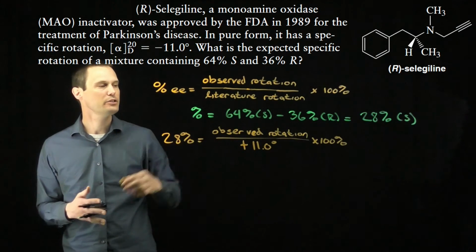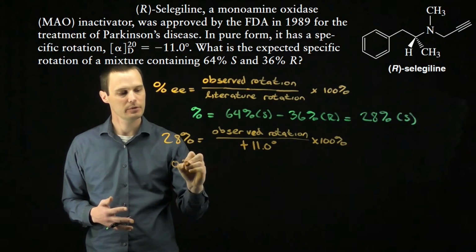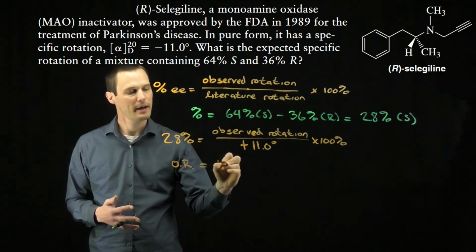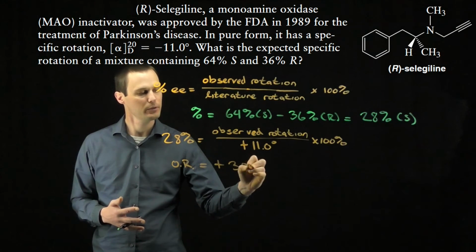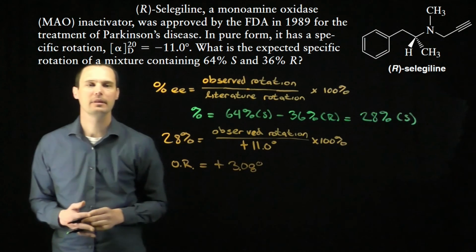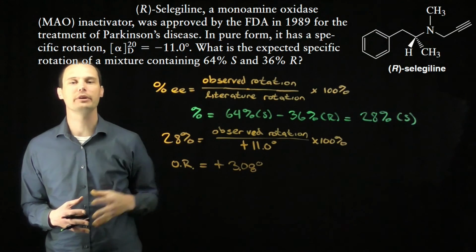When we do these calculations and we solve for the observed rotation, it will be equal to positive 3.08 degrees. This is what we expect for this particular mixture of this molecule.